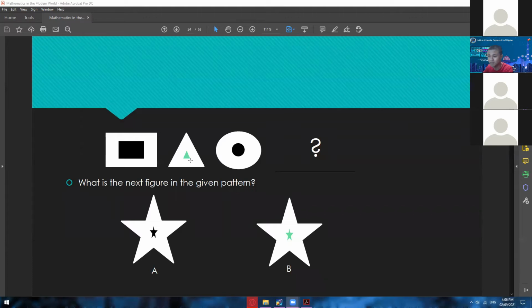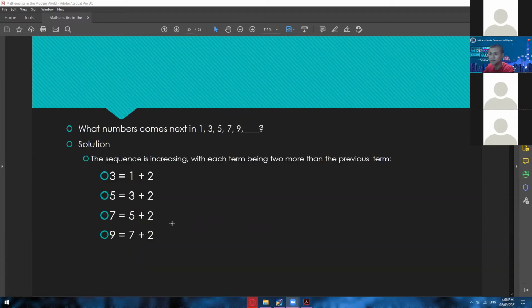From black, it became green, then black again, then green again. So it's not black, green, black, black, but black, green, black, green, black, green. So it's alternating. The correct answer is letter B. Right? What about this one?